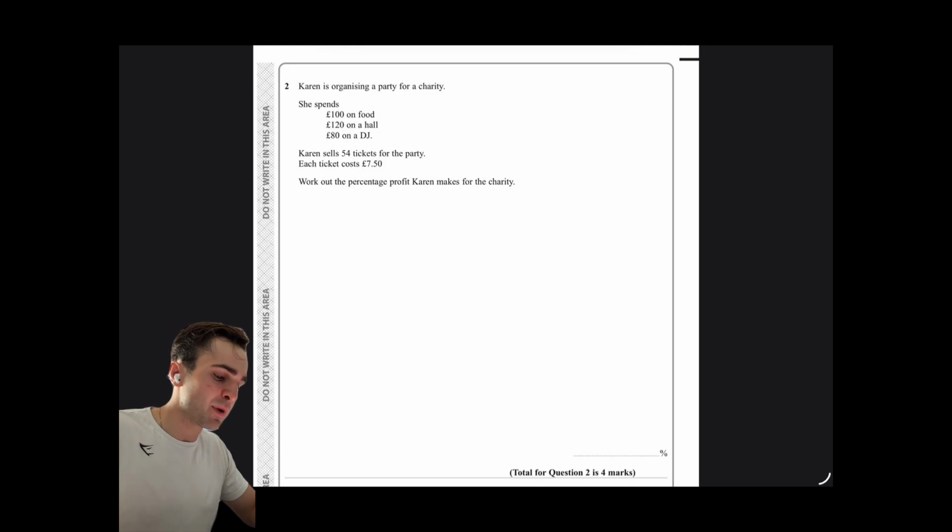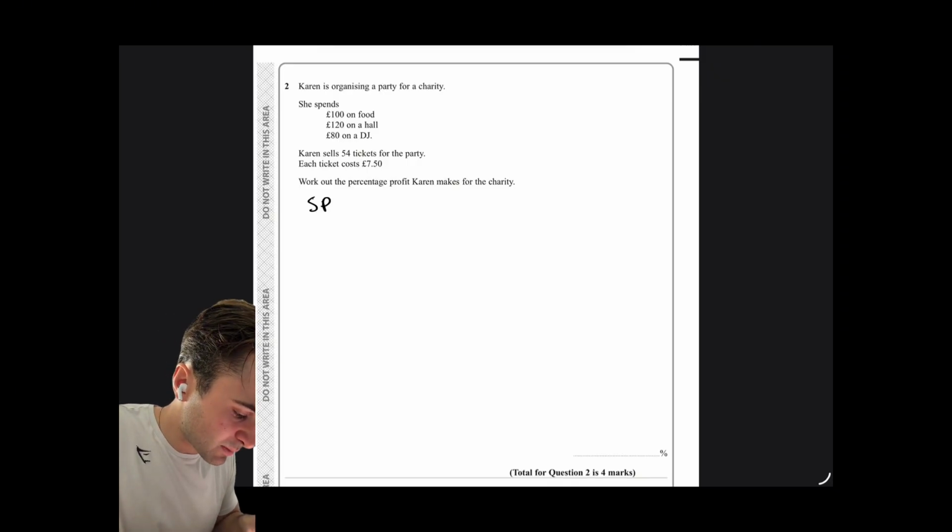So question 2. Karen is organising a party for a charity. She spends £100 on food, £120 on hall, and £80 on a DJ. Karen sells 54 tickets for the party. Each ticket costs £7.50. Work out the percentage profit Karen makes for the charity. So we're basically asked to find how much she spends and then find out how much she makes and find the difference, and express that as a percentage.